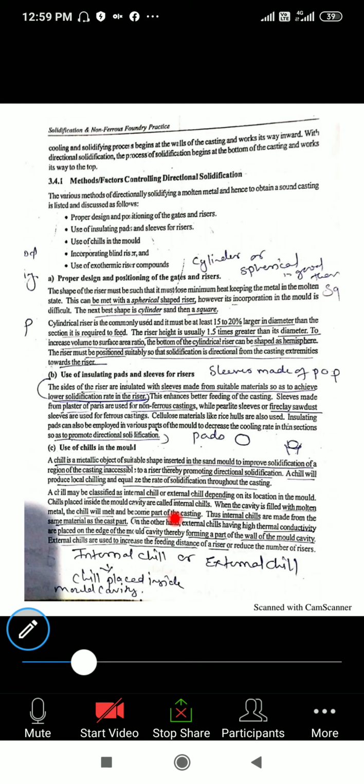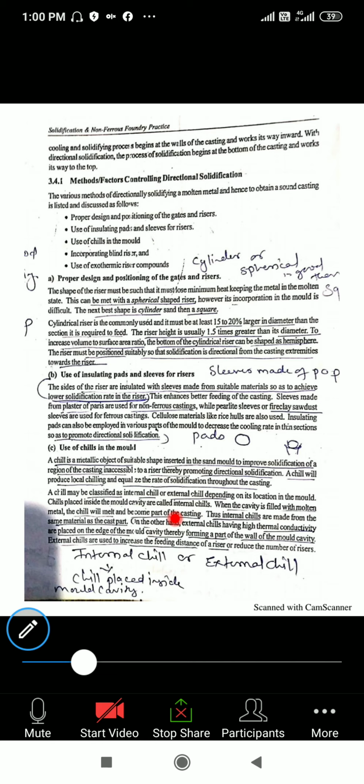Now next, use of insulating pads or the sleeves on the riser. So see, the insulating pads are being used. The sides of the risers are insulated with sleeves made from a suitable material so as to achieve the lower solidification rate in the risers. So see, the riser should be insulated properly, because just now I have told that the riser works like a reservoir.